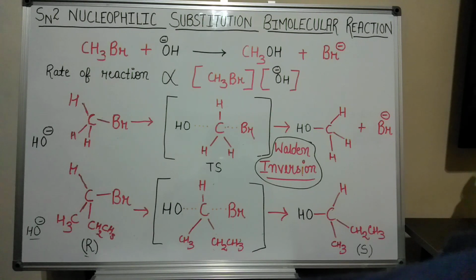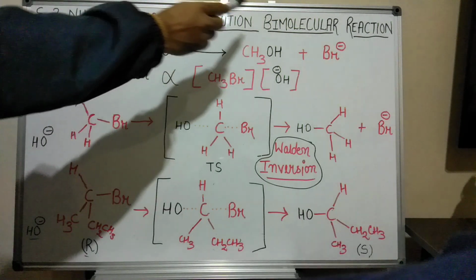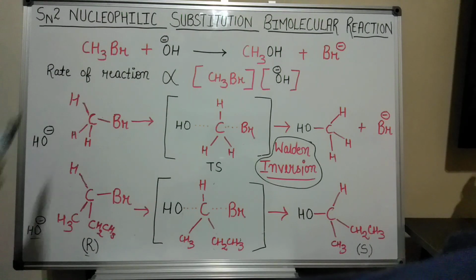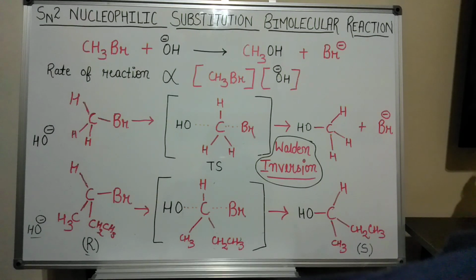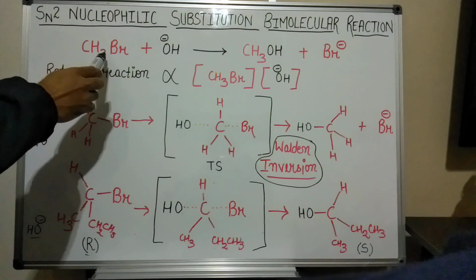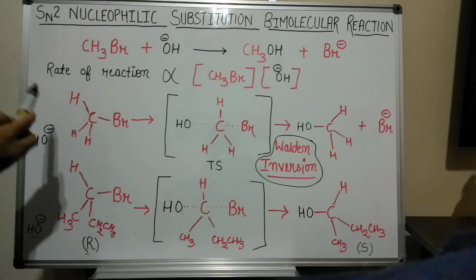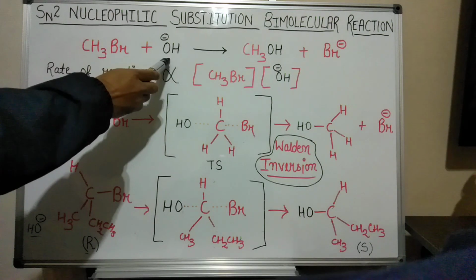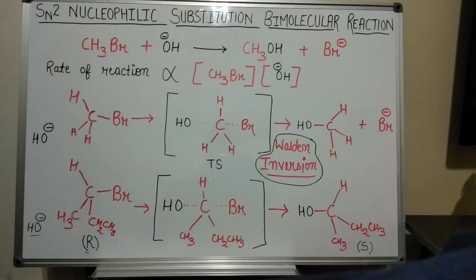Let's get started. So today we are going to study nucleophilic substitution bimolecular reaction, which is also known as SN2 reaction. And we are going to discuss this topic with the help of this reaction as an example, where methyl bromide is reacting with hydroxide ion and giving you methanol as a product.